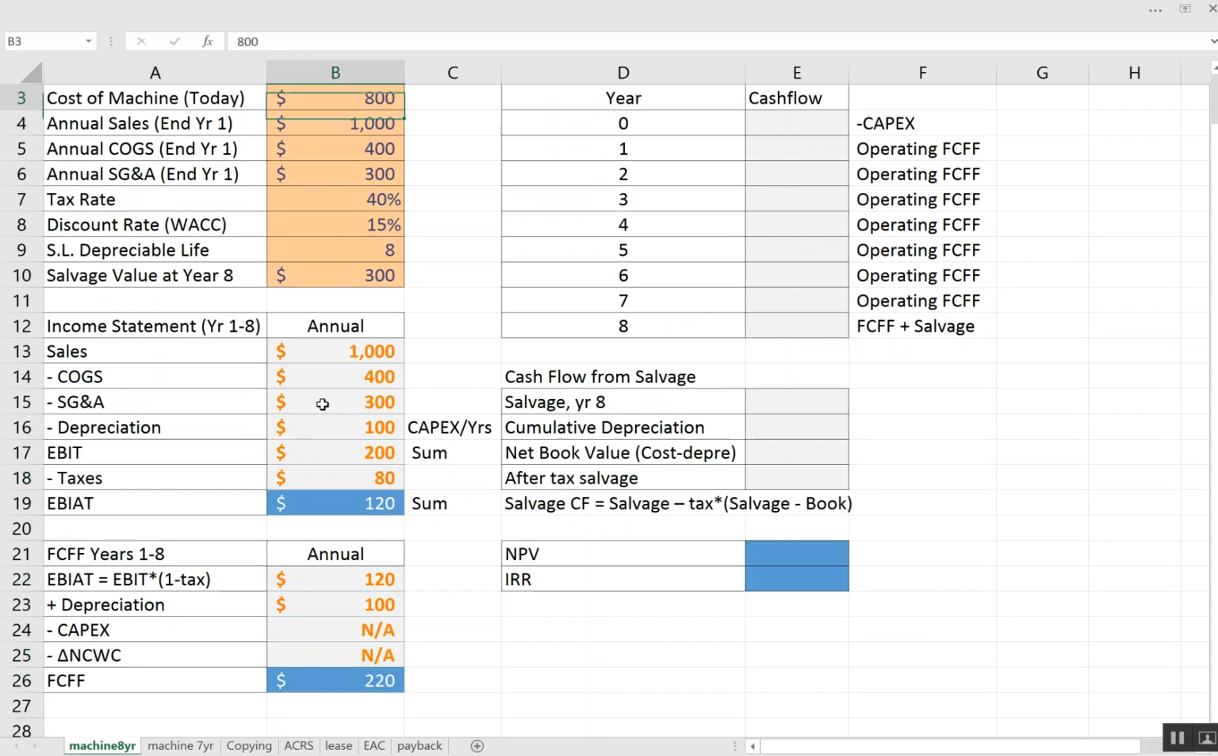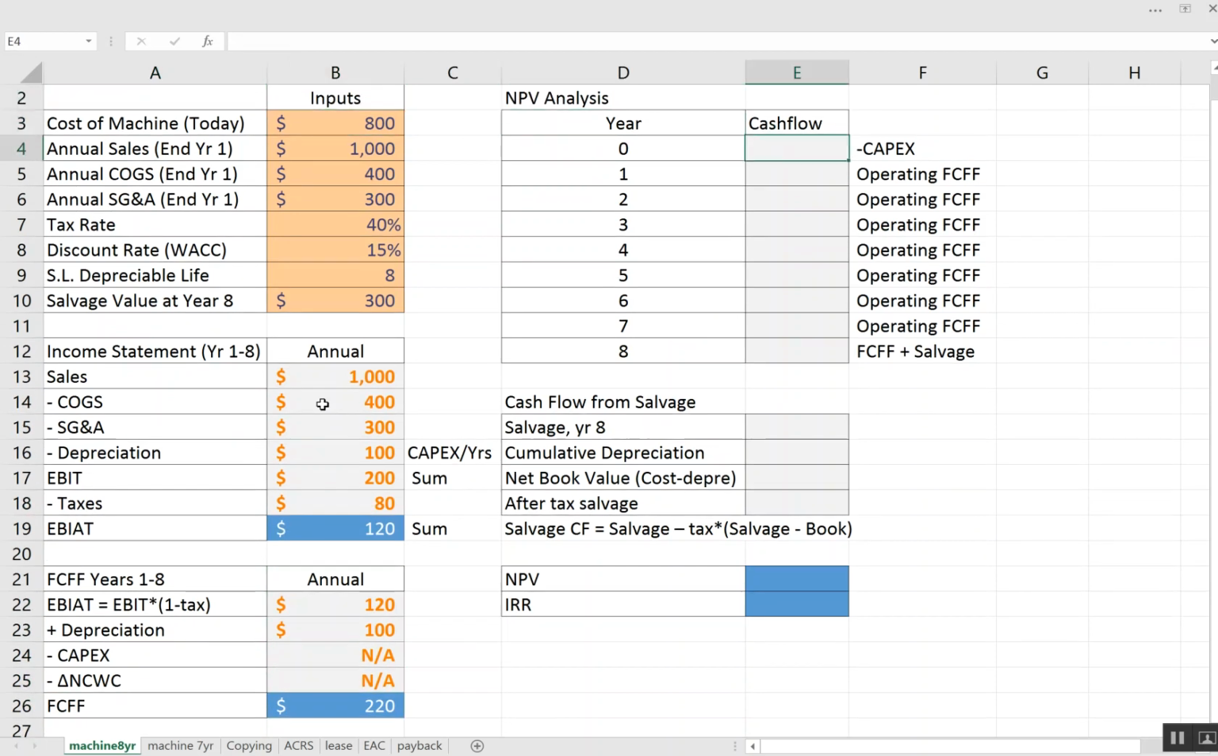Now again, that's not counting the $800 today. So if we're doing the total cash flows, we're going to spend $800 today. We're going to then get free cash flows to the firm of $220. I'll anchor that. And we'll assume this project lasts for 8 years. Now at the end of the 8th year, you're going to sell the asset for $300.